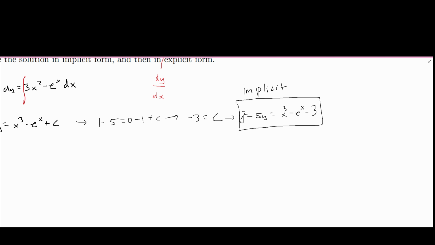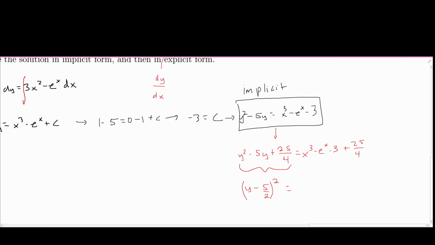To solve for y, we need to complete the square on the left side. By doing this, we'll get y squared minus 5y plus 25 over 4 is equal to x cubed minus e to the x minus 3. Since we have a 25 over 4 on the left side, we have to add a 25 over 4 on the right side. This 25 over 4 is just coming from thin air. We are able to do this. We need to do this to get this left side into this form. That way we only have one y on the left side.